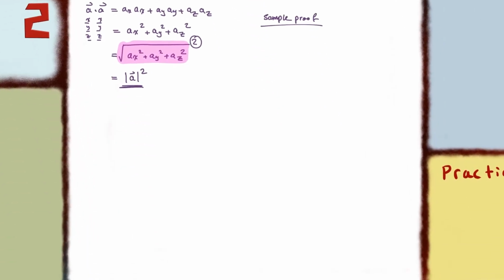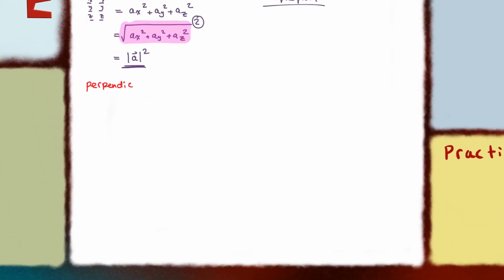As stated in the previous video, for perpendicular vectors, the angle between them is 90 degrees, and using the other properties of dot vectors, meaning a dot b is equal to magnitude of a times magnitude of b times cosine of theta. When theta is 90, cosine of 90 is equal to 0, and therefore when two vectors are perpendicular, their dot product is equal to 0.